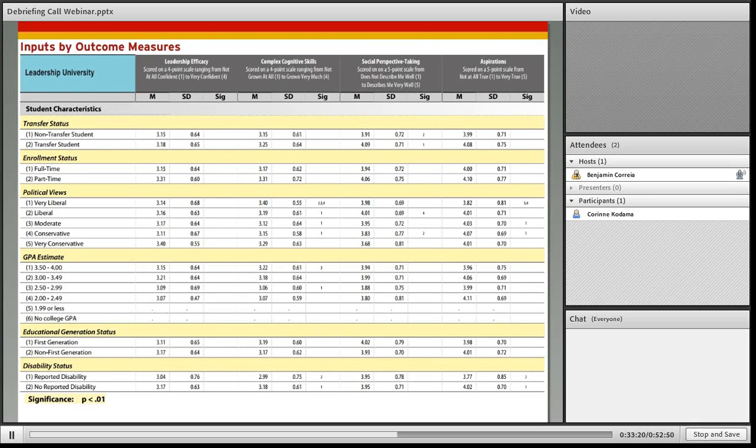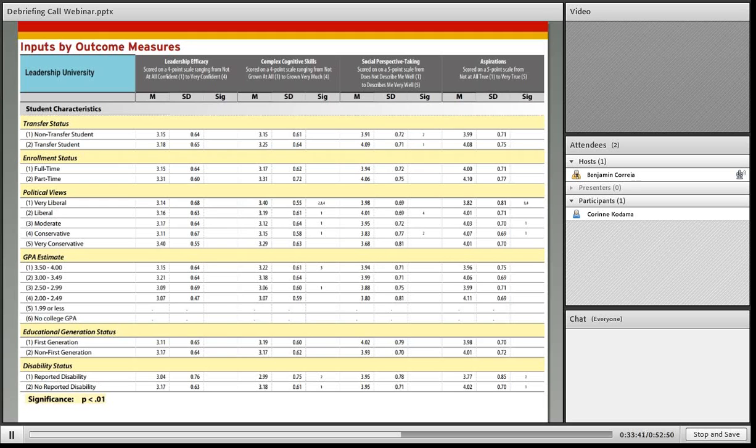If you go down to the political views column under complex cognitive skills, you can see again 2, 3, 4 in the first box, then 1, 1, 1. Basically what that tells you is the group that is very liberal is significantly different from groups 2, 3, and 4. So I hope that makes sense.